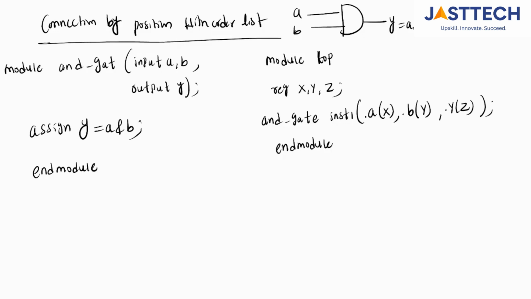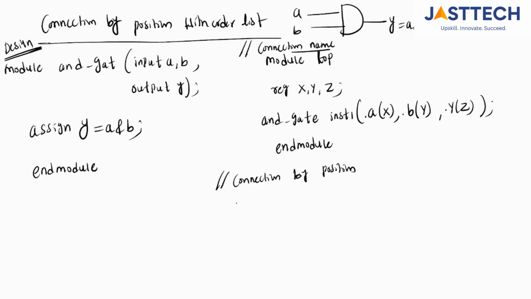Connection by position with order list means the design will be the same only. So how can I write connection by position? How you declared these inputs and outputs, that order you need to follow. First A and B will come and then Y will come.